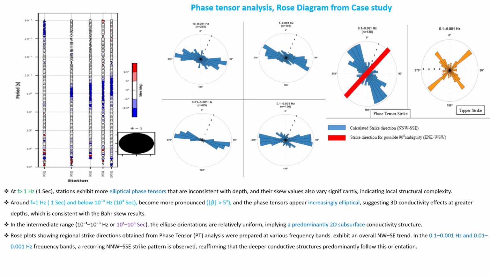They are showing the regional strike direction, which is overall northwest-southeast trending, and in the 0.1 to 0.001 hertz frequency band, a recurring northeast and south-southwest strike direction is observed, which shows that we can have deeper conductivity structures that follow this orientation. So we have described all the phase tensor analysis and the rose diagram of the strike direction using the Bahr skew and the Swift skew.